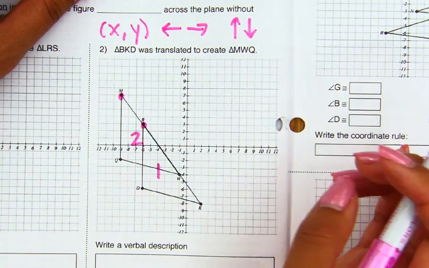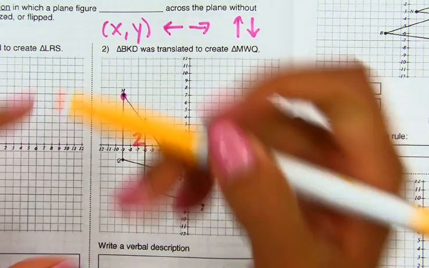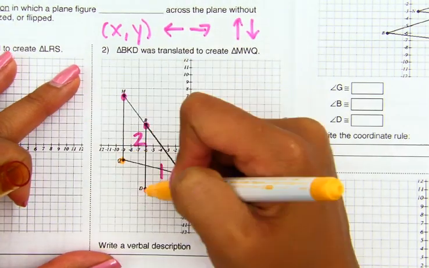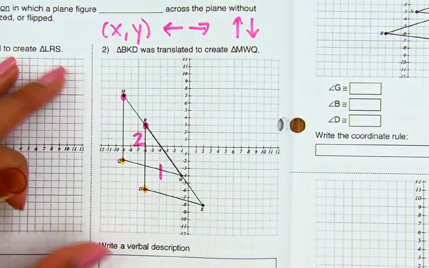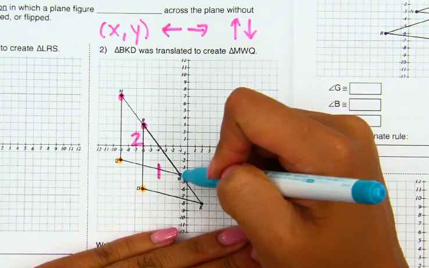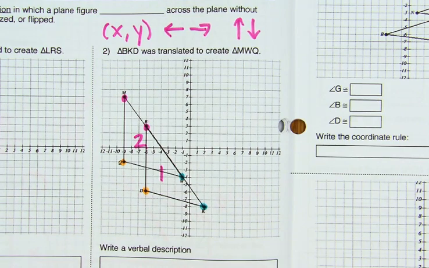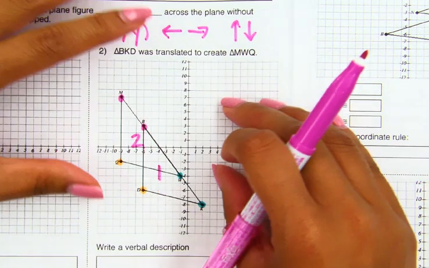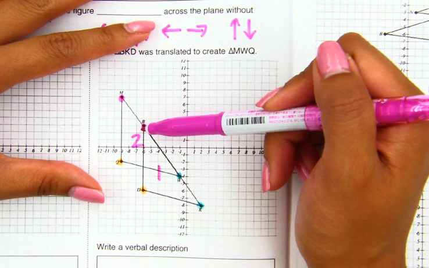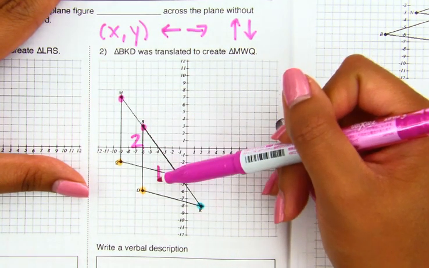Now some of you may ask, are those the only points you can choose? The answer would be no. You could have also chosen Q and D, because those two points correspond to one another. And another option you could have used would have been W and K. You're going to find that no matter which two points you use, the direction of how they're moving will be the same. So I am using points M and B, keeping in mind that I am going to start with point B because that is my first triangle.